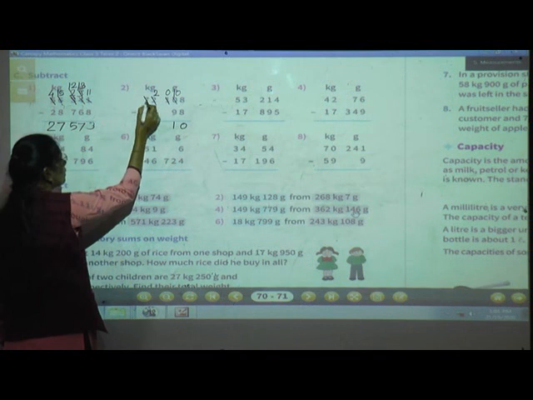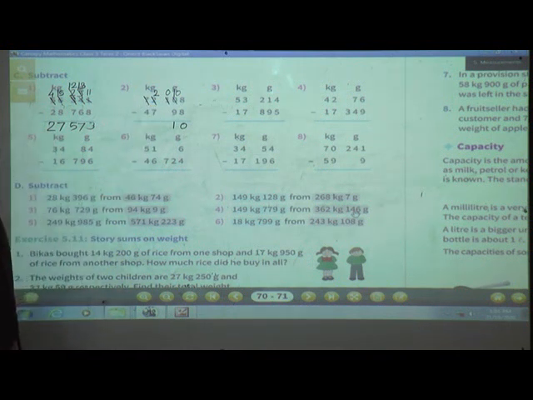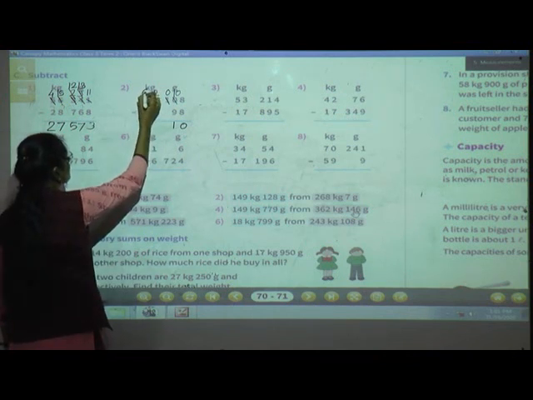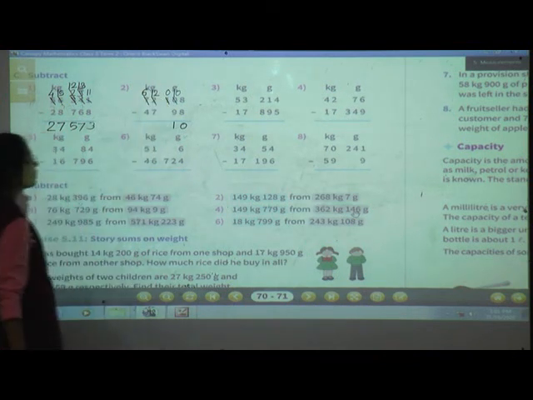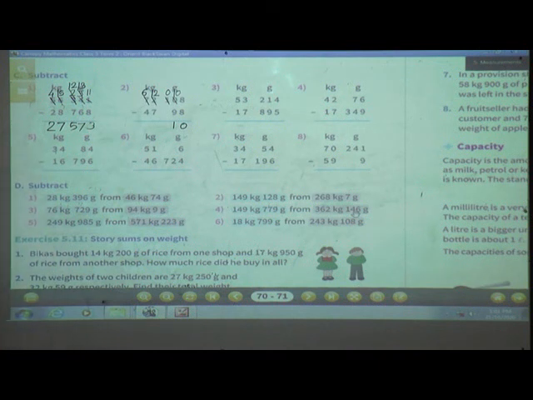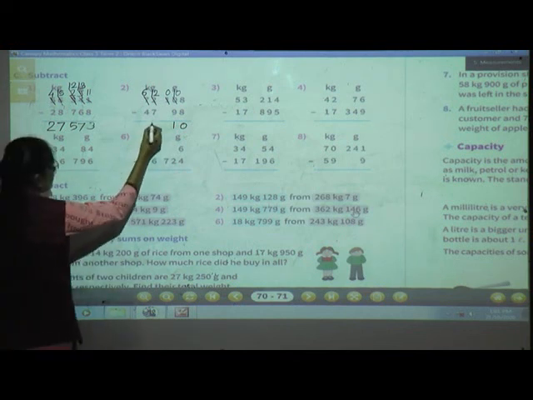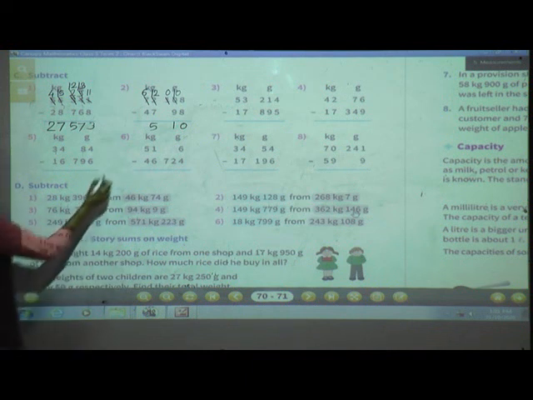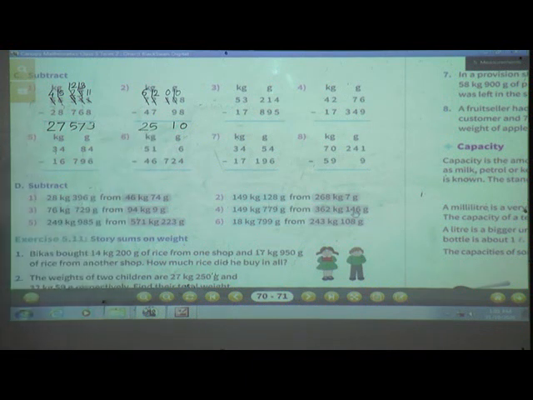Then we'll move to the neighbor. Here neighbor is having 7. So we will take one borrow from the neighbor. So 7 minus 1, here 6 will remain and this 2 will become 12. Now 12 minus 7. After 7, count your fingers till 12. 12 minus 7, 5. So here we'll write 5. Okay. Next, 6 minus 4, 2. So what is the answer? 25 kilogram 10 gram. Okay.